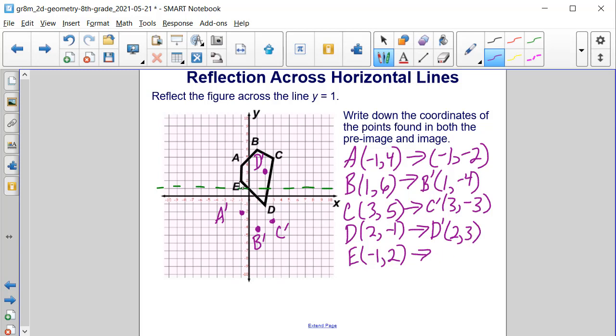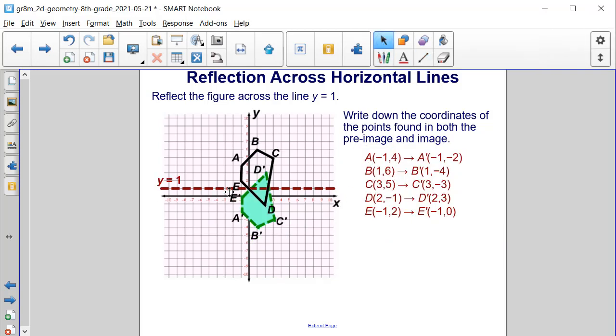And then for E, we have to go down 1 to get to the line of reflection. So we have to go down 1 more. So E prime is here at negative 1, 0. And if we connect our points, we will get our image pentagon A prime, B prime, C prime, D prime, E prime.